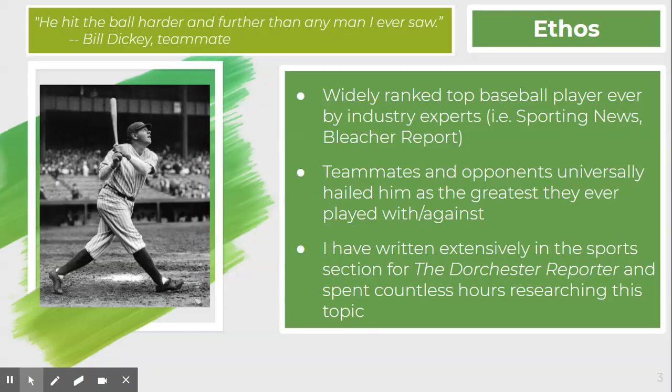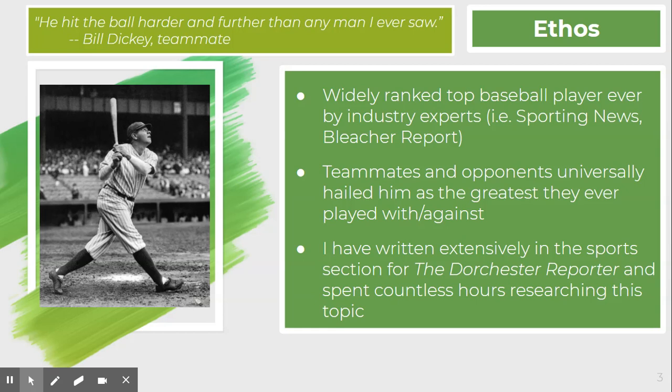Next up, we have ethos. This is about establishing credibility or ethics. So I would spotlight some endorsements that I have, how some industry experts universally hail him as the greatest ball player ever. Even his teammates and opponents regarded him as the greatest they ever played with or against.